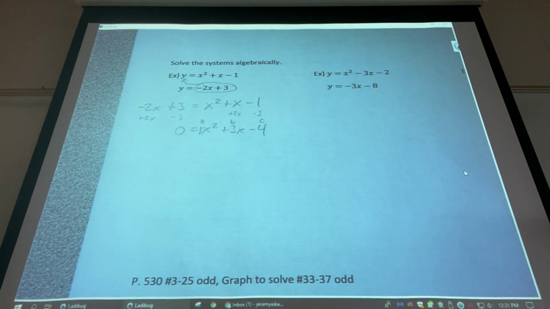Yeah, she didn't know which one it was, like how to know which one it was, because there's 1, 2, 3, 4, 5 different things. Oh, yeah, so when I move it over, I combine the x's together. And I combine the 3 and the negative 1 together.